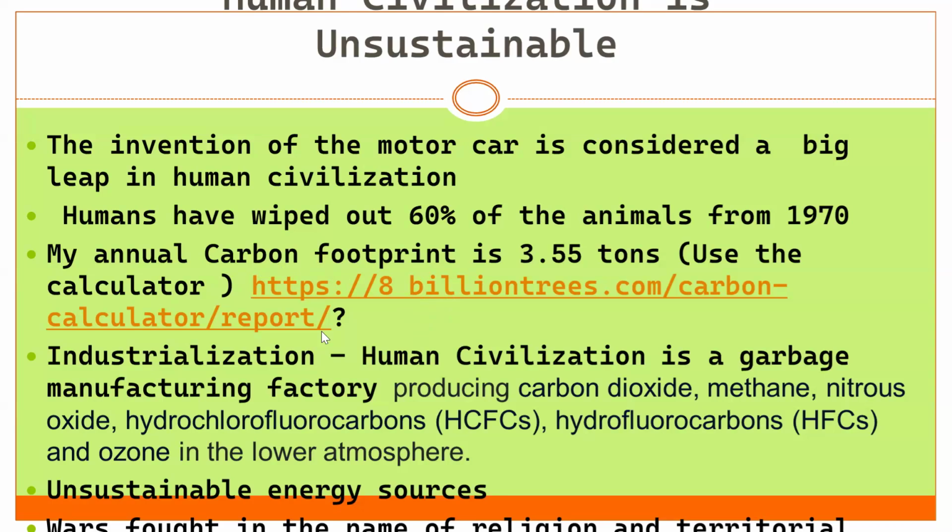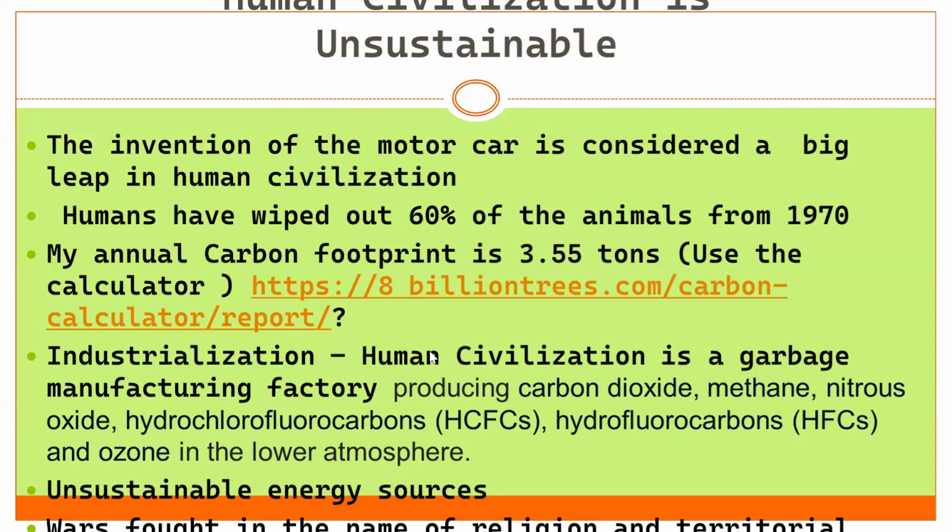Then industrialization, I can call it human civilization is a garbage manufacturing factory. Because 150 years of industrial revolution and advancement of science created a mess in the global environment, producing carbon dioxide, methane, nitrous oxide, hydrochlorofluorocarbons, HCFCs, hydrofluorocarbons, HFCs, and there are two things. Those are affecting ozone in the lower atmosphere.